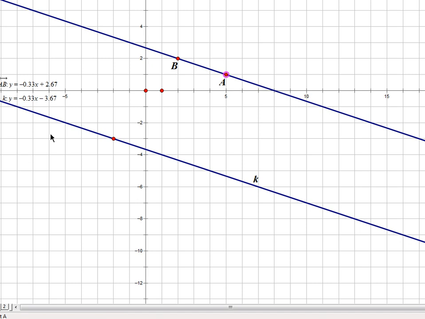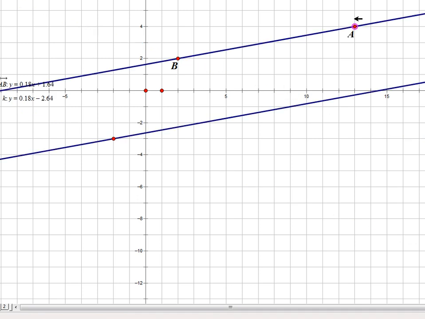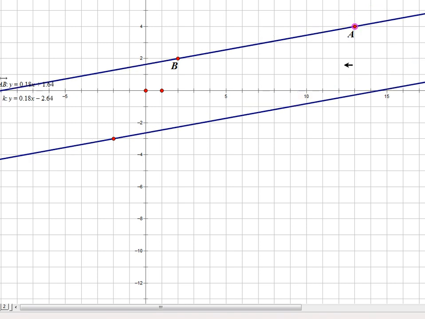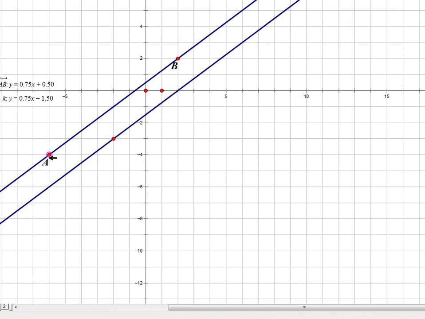I could now just randomly move A over to somewhere else. I'll put it up here. And now my slope is 0.25 for both lines. If I move it somewhere else randomly, maybe like there, now my slopes are both positive 7.5. But that's the idea. For these parallel lines, the slope is the same.